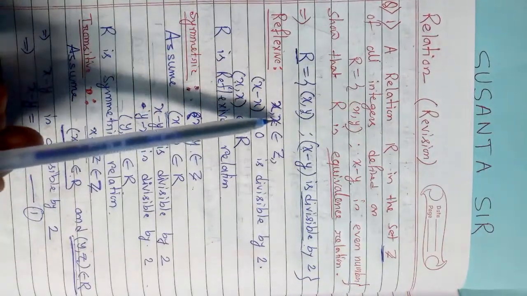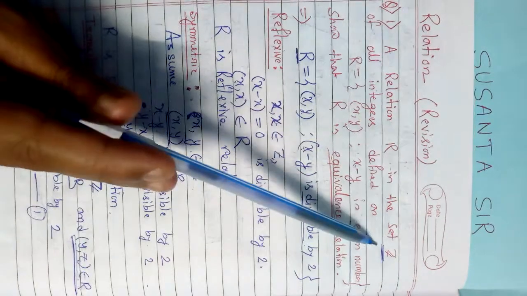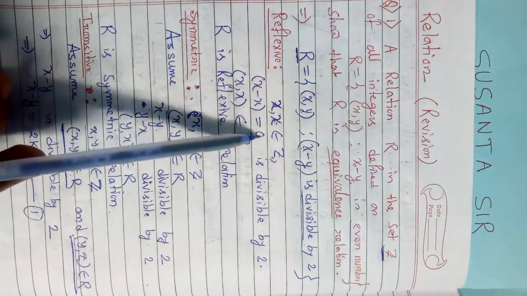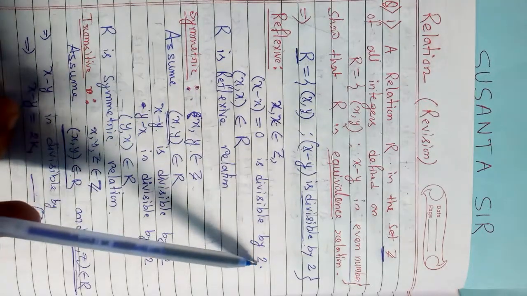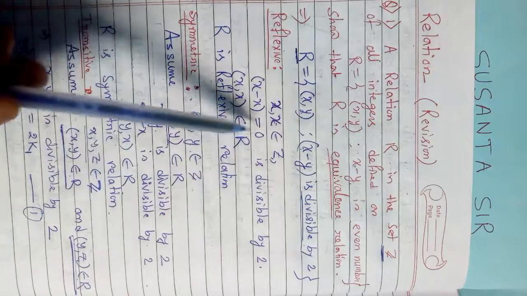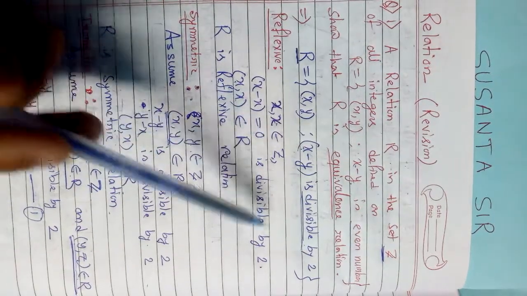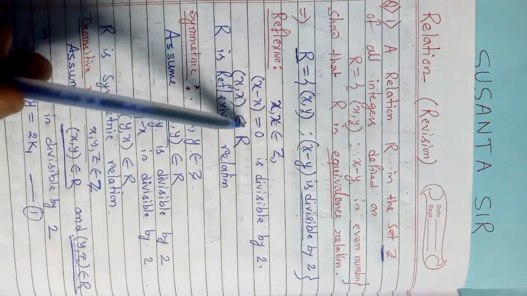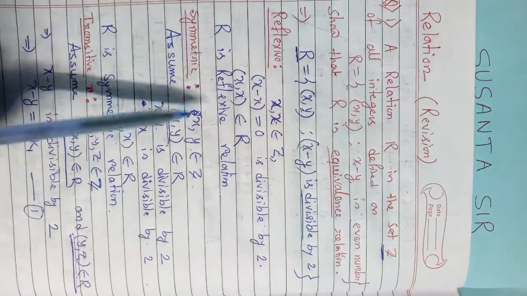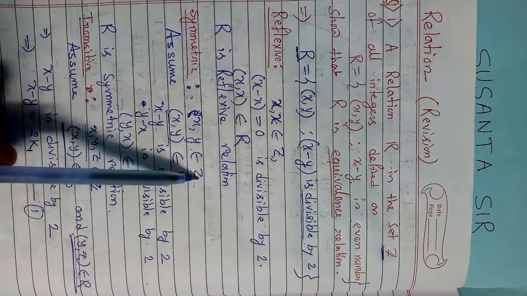Now first, reflexive. To show reflexive we have to choose two same numbers from the set Z: (x, x). Now we know that x minus x is 0. 0 is obviously divisible by 2; 0 is divisible by any number, so obviously divisible by 2. Therefore (x, x) belongs to R. Therefore R is reflexive.